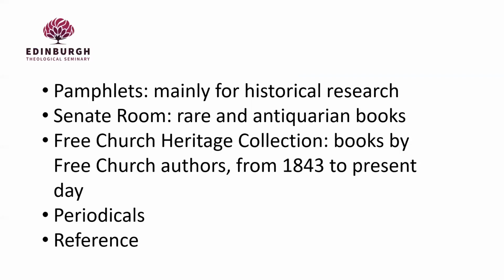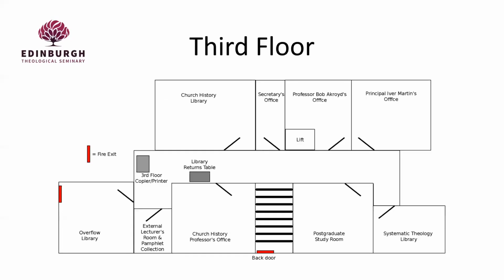We also have a collection of periodicals containing current and older sets of journals. There's also a small reference collection containing dictionaries, encyclopedias and different Bible versions. If students would like access to items in the pamphlet collection, Senate Room collection or the Free Church Heritage collection, permission is required from either the course lecturer or one of the library staff. Items in these collections are for reference only and must be returned to a member of staff rather than via the normal returns procedure.